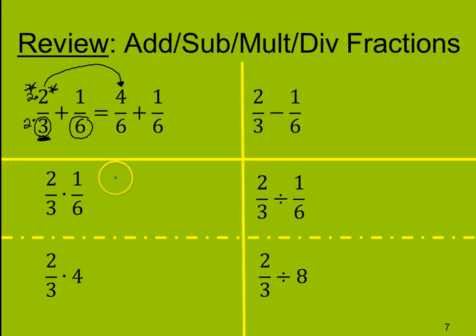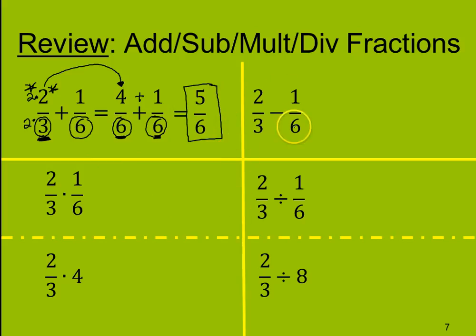All we're doing is manipulating. Okay, and why are we manipulating it? So that the denominators are the same. And then once the denominators are the same, the 6 just stays 6, and we're adding the top. So 4 plus 1 is 5. So our answer would be 5 over 6.